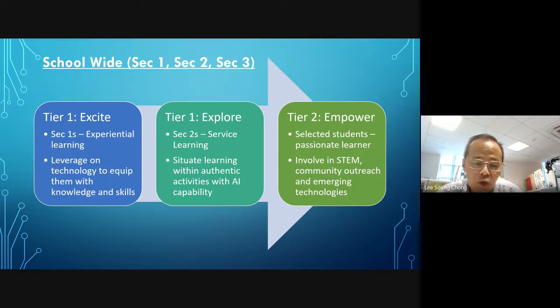Therefore for Sec 2, we modify it to be more of service learning. We try to situate the learning within a very authentic environment, and at the same time, we also want to infuse AI into their learning. For tier 2, after they finish Sec 1 and Sec 2, we empower them to do more collaborative work with the community, and they get more involved in STEM, emerging technology, and so forth. So tier 2 is more of empowerment.